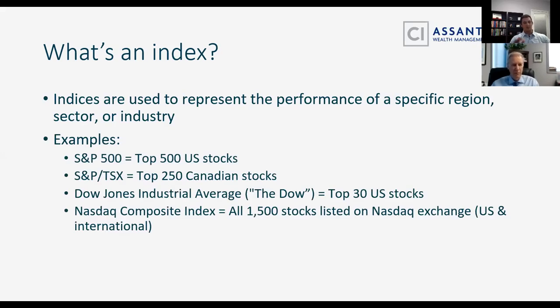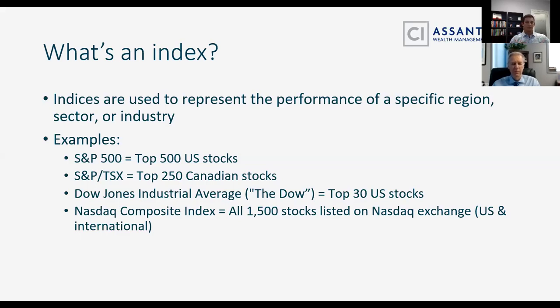The S&P 500, for instance, is the top 500 US stocks. The S&P TSX is the top 250 Canadian stocks. The Dow Jones Industrial Average, or the Dow, as it's normally called, is the top 30 US stocks. The NASDAQ is the NASDAQ Composite Index, and it represents about 1,500 stocks that are listed on that specific stock exchange. They are US and international companies. These are some of the most common indices, and they're just used to represent the general health of the markets. So it's a great way for a quick look at how the US stock market or the US economy is doing.